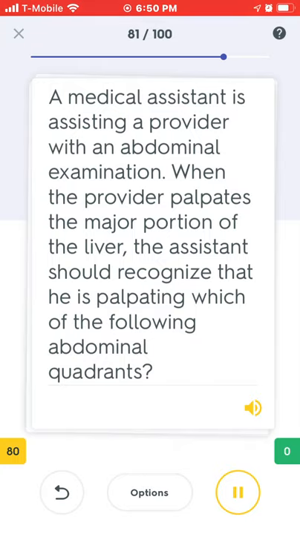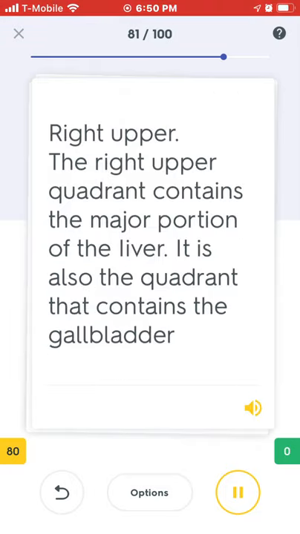A medical assistant is assisting a provider with an abdominal examination. When the provider palpates the major portion of the liver, the assistant should recognize that he is palpating which of the following abdominal quadrants? Right upper. The right upper quadrant contains the major portion of the liver. It is also the quadrant that contains the gallbladder.